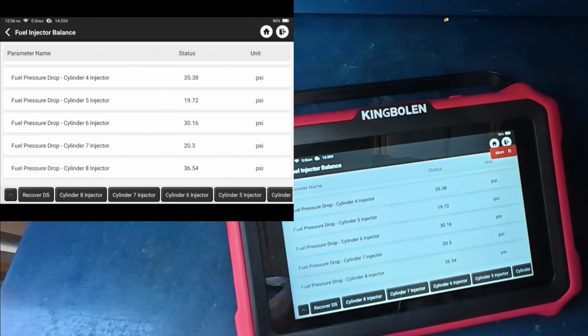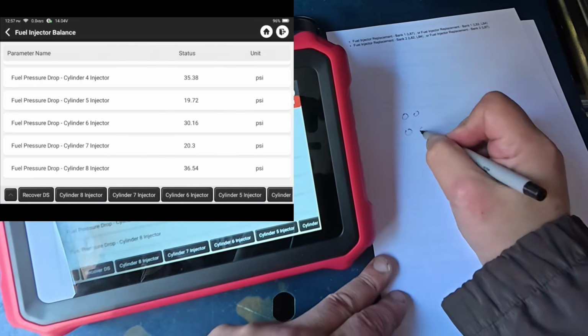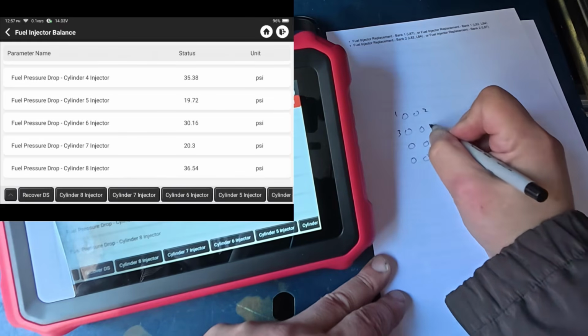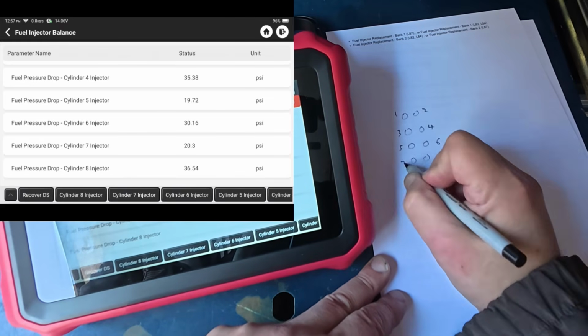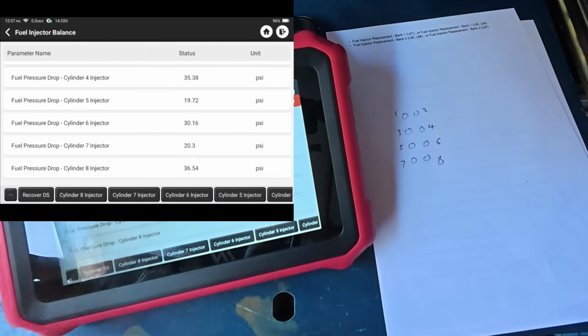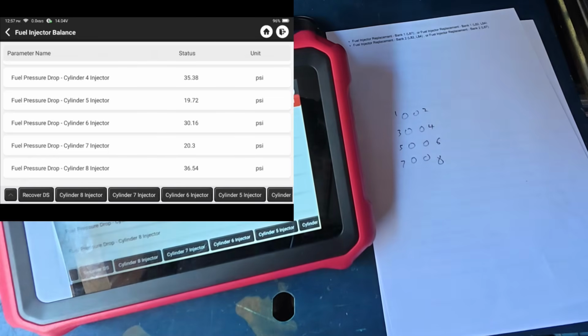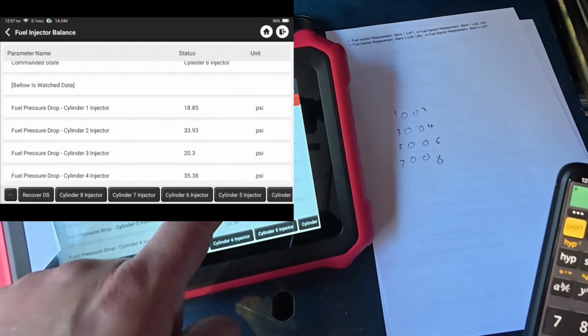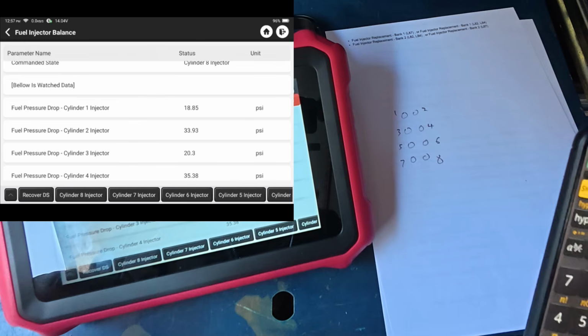So what we're going to do, I'm just going to draw a V8 engine. Got 1, 2, 3, 4, 5, 6, 7, 8. This is a GM V8 in this engine. And what the book wants you to do is get the average pressure on bank 1 and bank 2. And I just round up. So 18.85 is going to be 19.